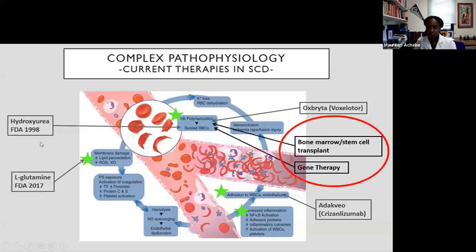So we have hydroxyurea, which we've had for a long time, but as Dr. Achebe mentioned earlier, we now have L-glutamine, we have voxelotor, and we have Adakveo, and they've all been targeting other things in sickle cell disease besides polymerization. Now, those are all non-curative treatments for sickle cell disease. There are also treatments that we consider curative: the bone marrow transplant or stem cell transplant, and gene therapy.